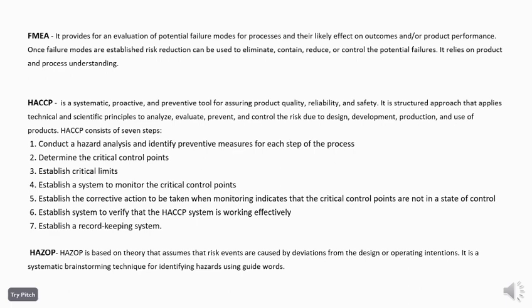First, conduct a hazard analysis and identify the preventive measures for each step of the process. Determine the critical control points. Establish the critical limits. Establish a system to monitor the critical control points. Establish the corrective action to be taken when monitoring indicates that the critical control points are not in a state of control. Establish a system to verify that the HACCP system is working effectively. Establish a record keeping system.